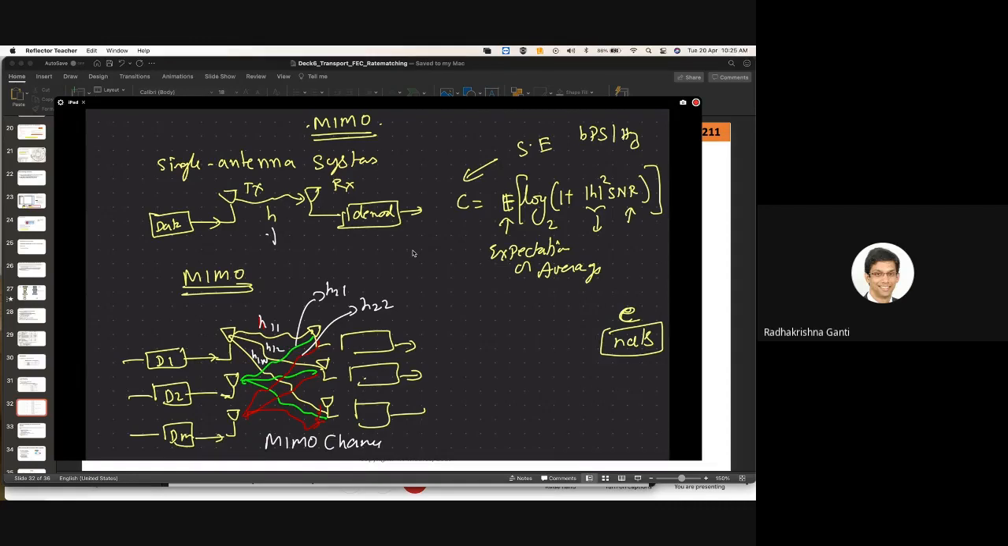Here your channel is a single element, a single complex number. In a MIMO channel, how many complex numbers will there be? There are M transmit antennas and N receive antennas. Maybe I will not use M and N; that's a bad notation. I'll use NT transmit antennas and NR receive antennas. So the MIMO channel will be of size NR cross NT. That is your channel H.